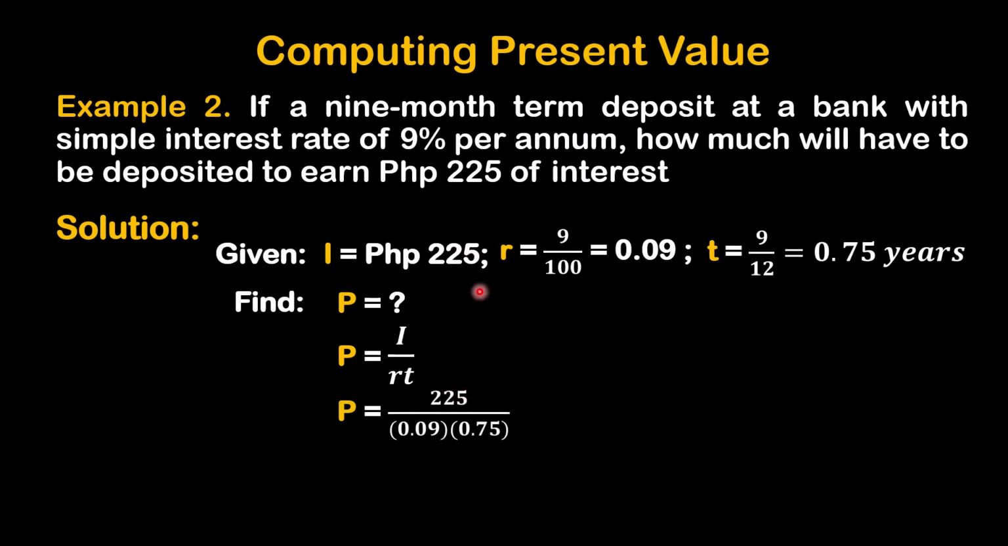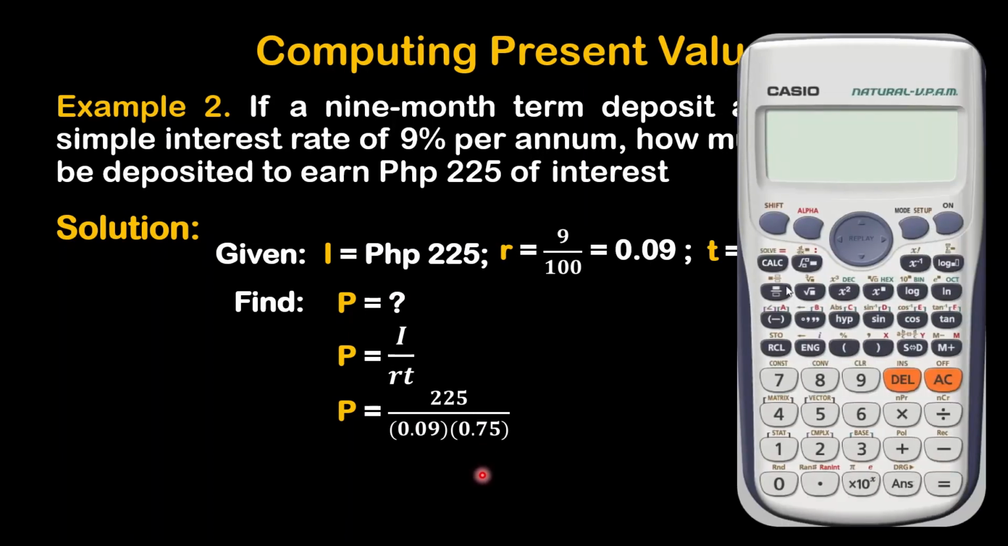Of course, we have the interest, 225. Then we also have the rate, which is 0.09. Then, of course, we have the time, which is 0.75 years. And all we need to do is plug that into our calculator. So we have 225 over 0.09 times 0.75. Click equal. Let's see what's the answer. Of course, let's convert this one to decimal. So we have 3,000.